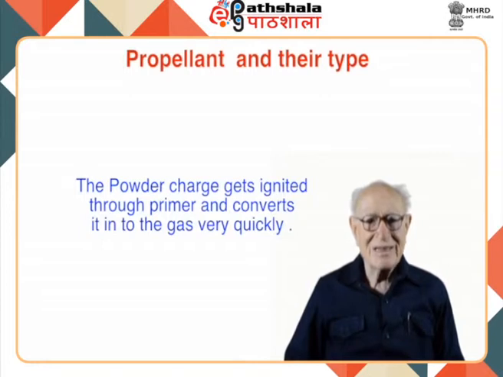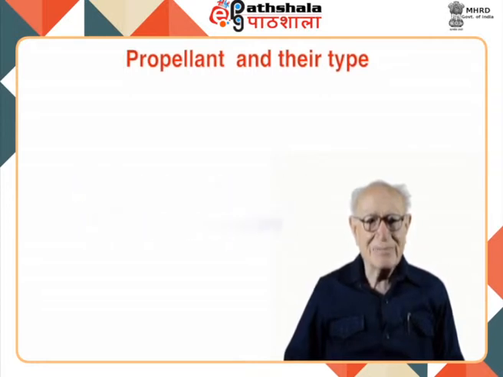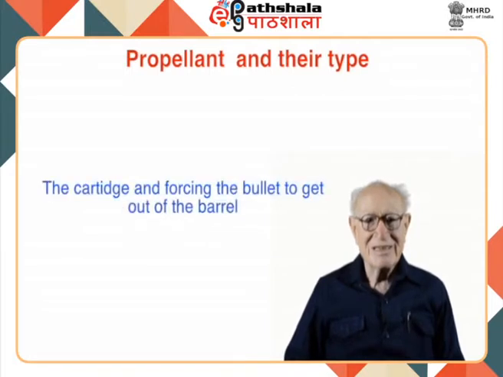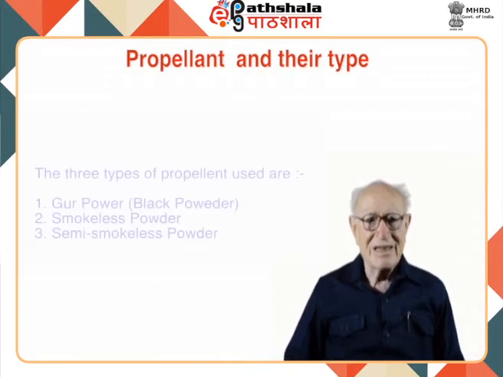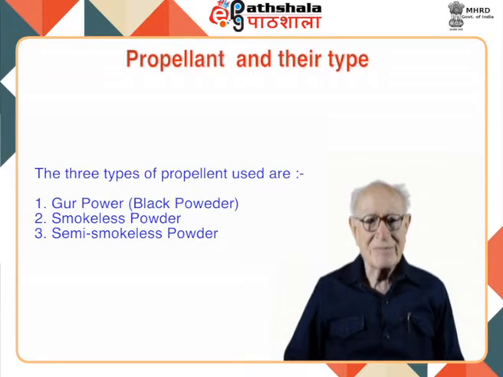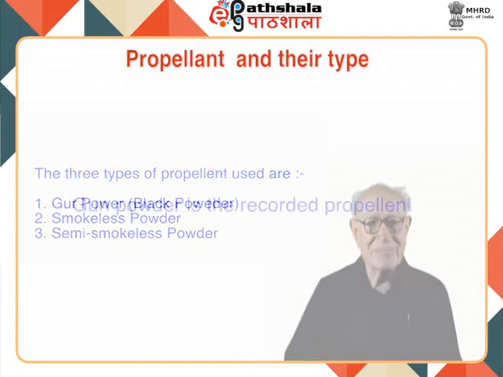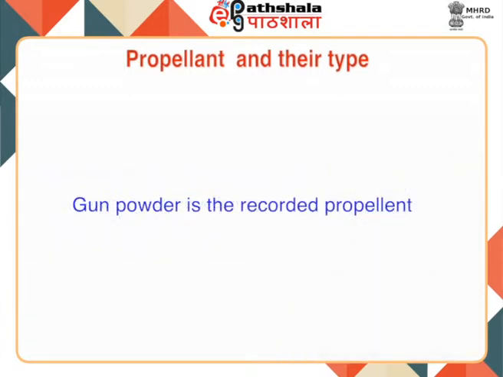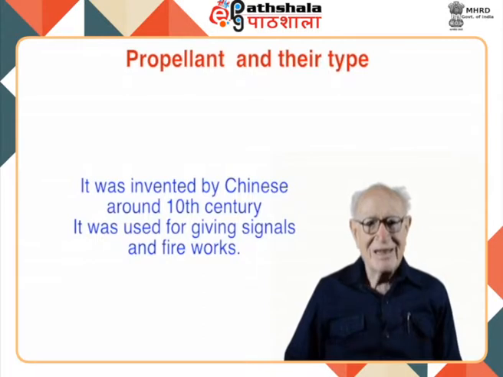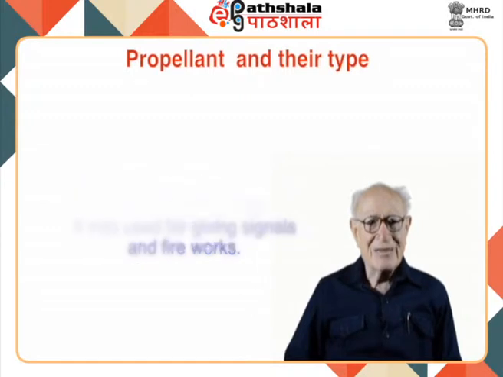very quickly, thereby resulting in development of high pressure in the cartridge and forcing the bullet to get out of the barrel. The three types of propellants used are: one, gunpowder, which is also called black powder; two, smokeless powder; three, semi-smokeless powder. Gunpowder is the oldest recorded propellant and had been invented by the Chinese around the 10th century. It was used for giving signals and fireworks.